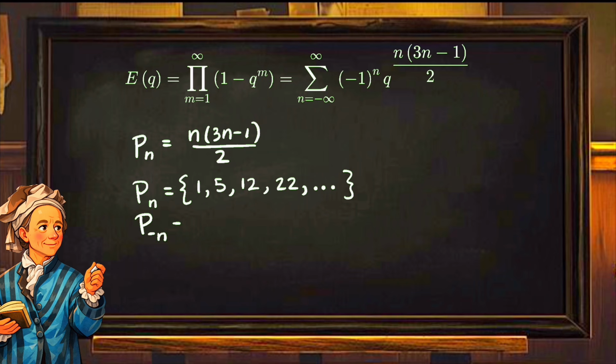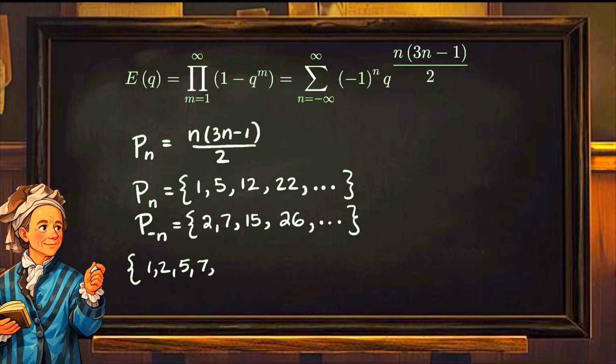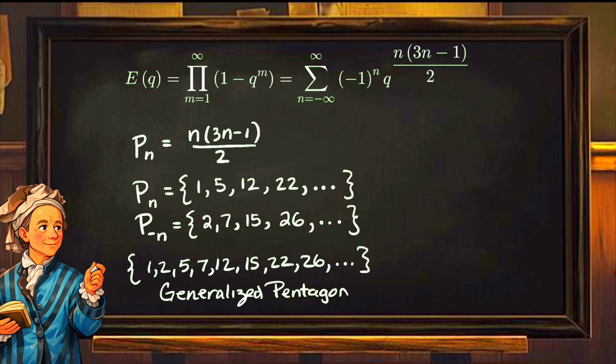So for the positive integers, we get the list 1, 5, 12, 22. And for negative integer values, this formula reveals the pattern 2, 7, 15, 26, and so on. Combining these two lists together, we get what are called the generalized pentagonal numbers. Now this gives Euler the idea to dissect his product into what are called residue classes modulo 5.